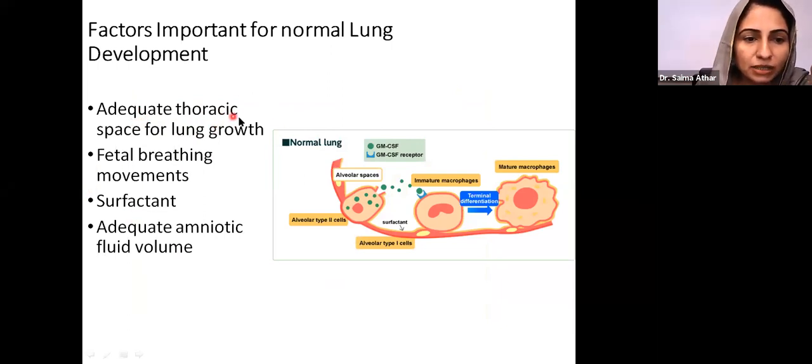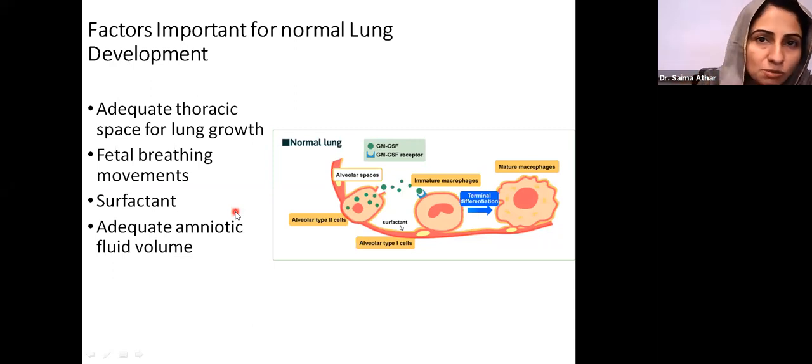Number one, there should be adequate space in the thoracic cavity for the growth of the lungs. Number two, the fetal breathing. The fetal breathing at the time of birth is very important, because remember that the fetal lungs are filled with fluid. Have you ever seen that we suck fluid while the babies are born? As soon as the babies are born, we suck fluid from their mouth, because during intrauterine life, they swallow or sometimes inhale the amniotic fluid.